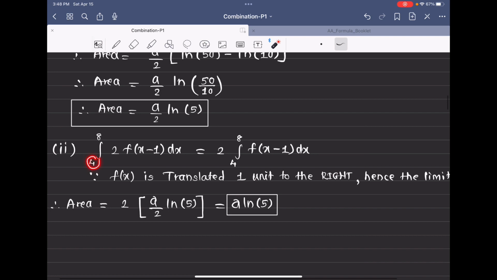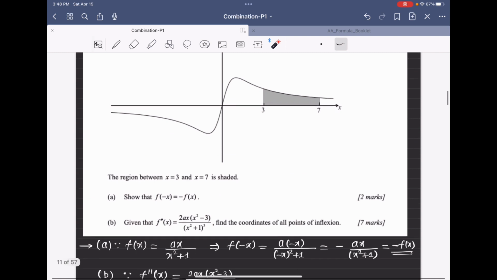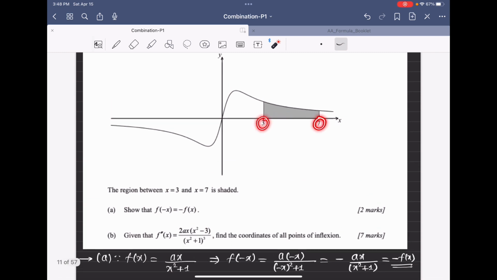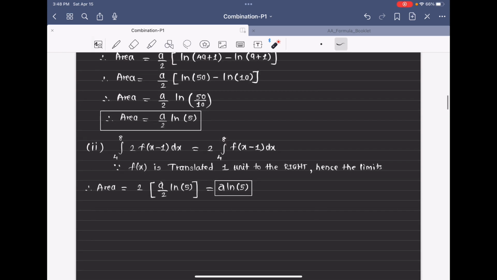And the new limits, they said, are 4 and 8. It is obvious because you can see in the diagram the lower limit was 3 and the upper limit is 7. Now if you are moving the graph to the right by 1 unit, 3 becomes 4 and 7 becomes 8, but the area would still be the same because you are moving the full graph. This 0, 0 becomes 1, 1, and this graph will become like this. So 4 and 8 is the same as 3 and 7. So we are not going to find a new thing again here.